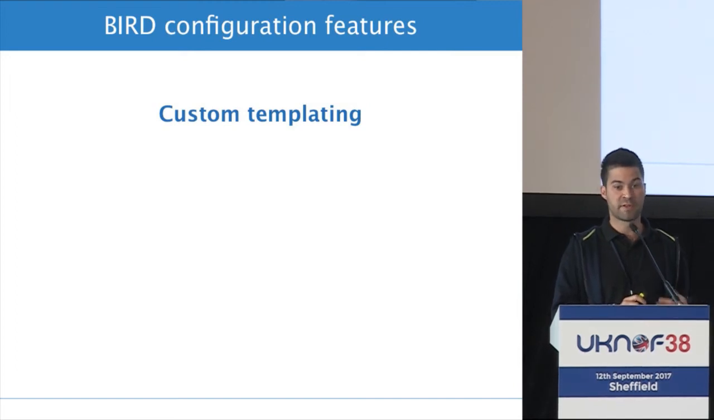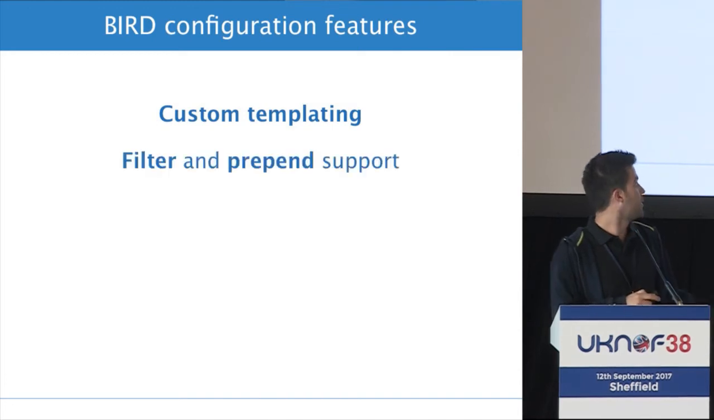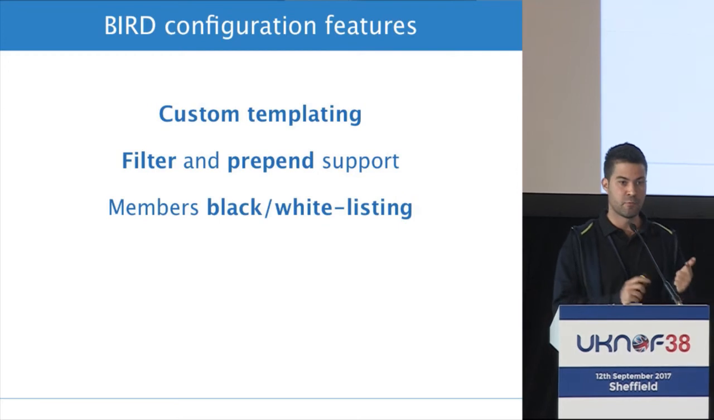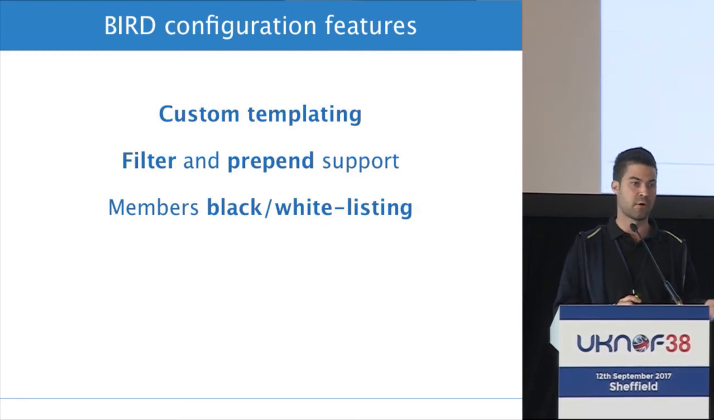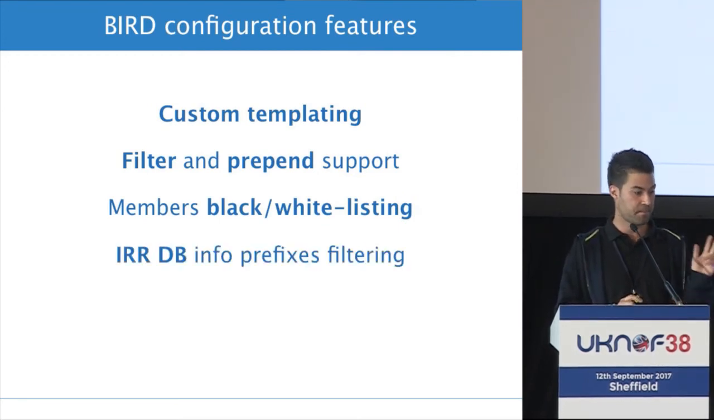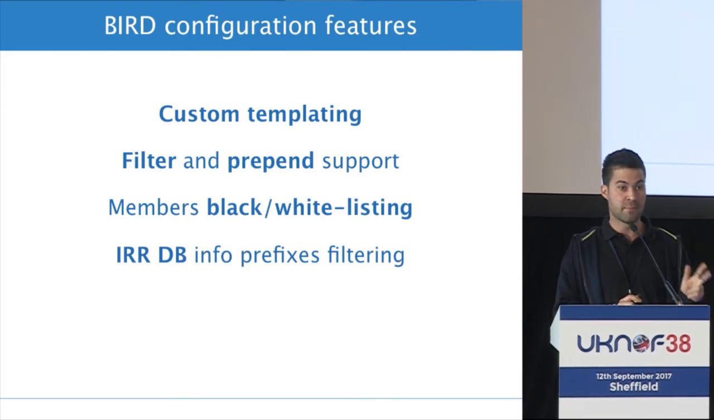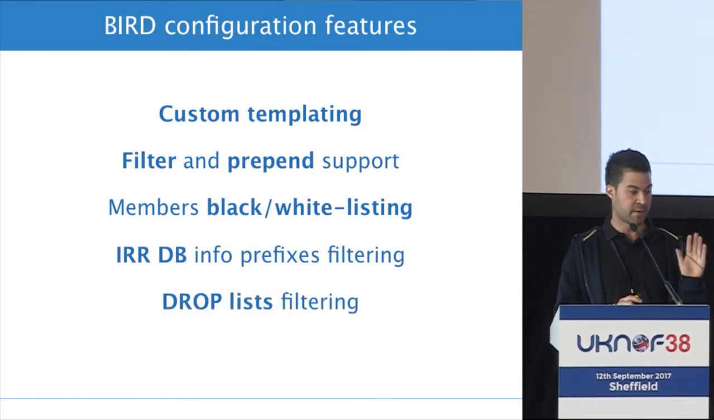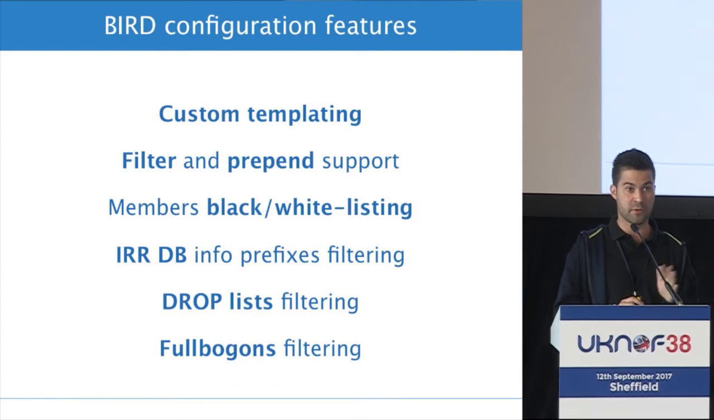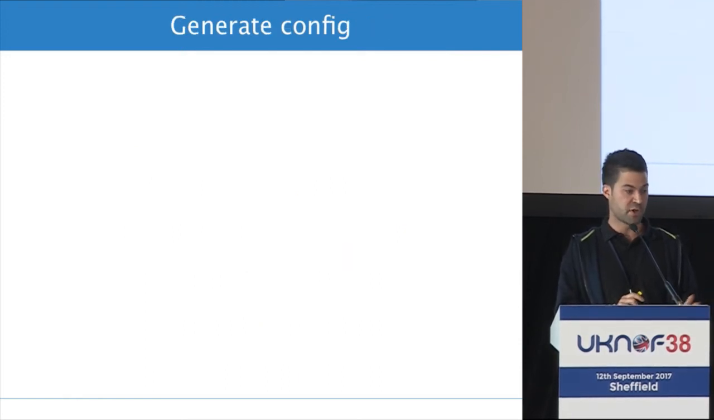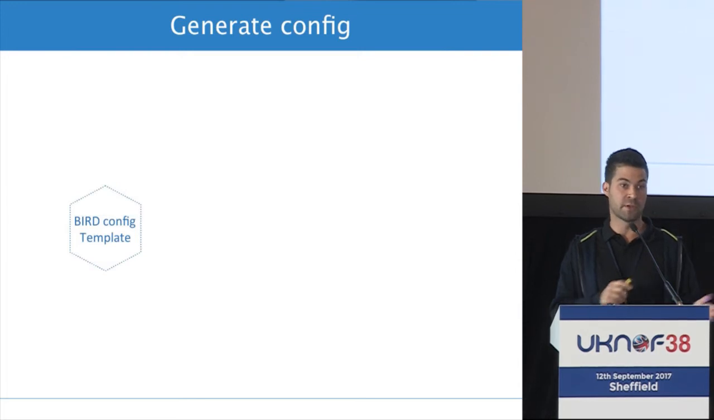BIRD-Stack already gives you some hooks and values that you can use to implement features like filtering and prepend support for your prefixes, white or black listing for members according to which policy you are using, IRR DB prefix filtering, drop list filtering, and fullbogons filtering using the information pulled from the network with the actions I mentioned before. So with this approach, the configuration starts from the configuration template.